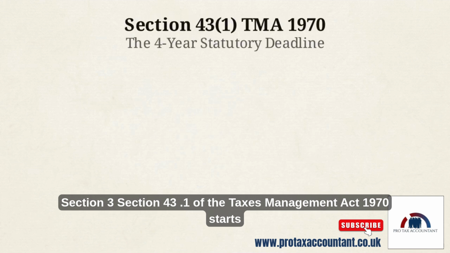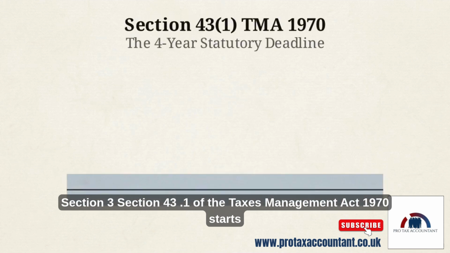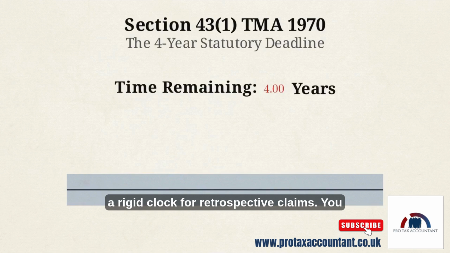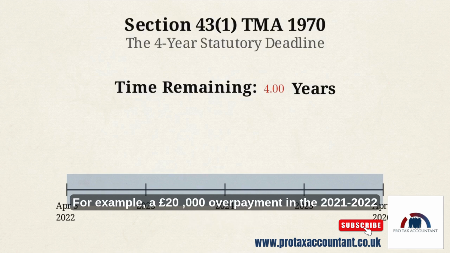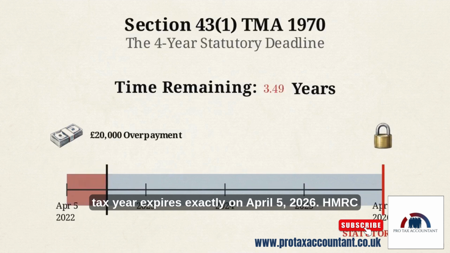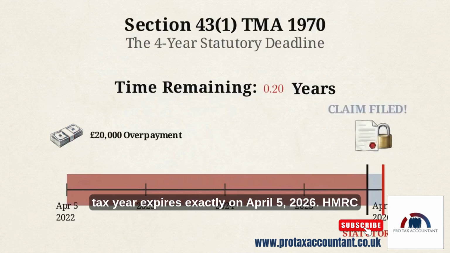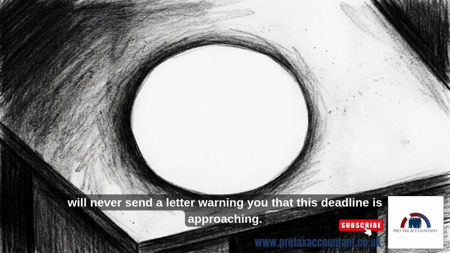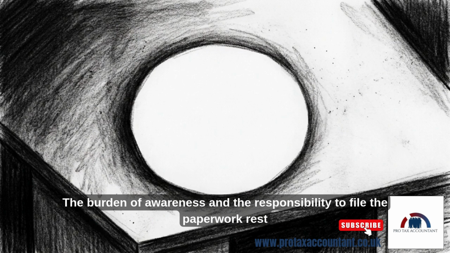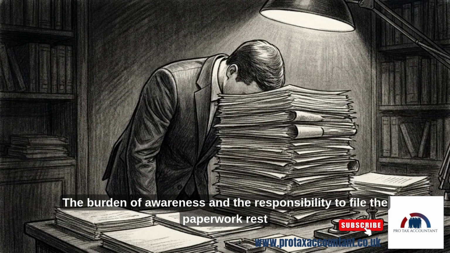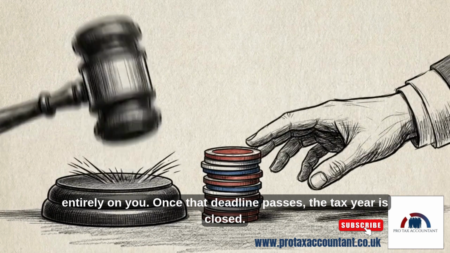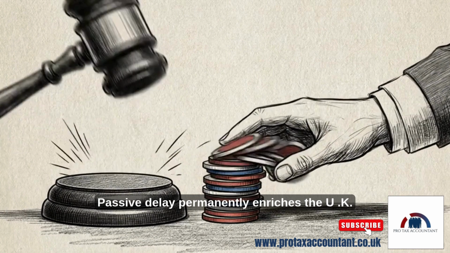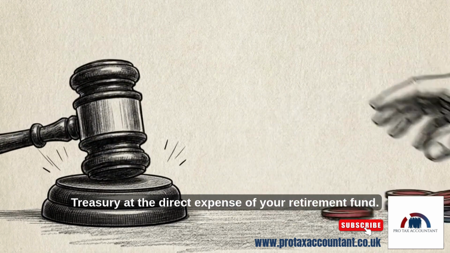Section 43(1) of the Taxes Management Act 1970 starts a rigid clock for retrospective claims. You have exactly 4 years from the tax year's end to claim repayment. For example, a £20,000 overpayment in the 2021 to 2022 tax year expires exactly on April 5, 2026. HMRC will never send a letter warning you that this deadline is approaching. The burden of awareness and the responsibility to file the paperwork rest entirely on you. Once that deadline passes, the tax year is closed. Passive delay permanently enriches the UK Treasury at the direct expense of your retirement fund.